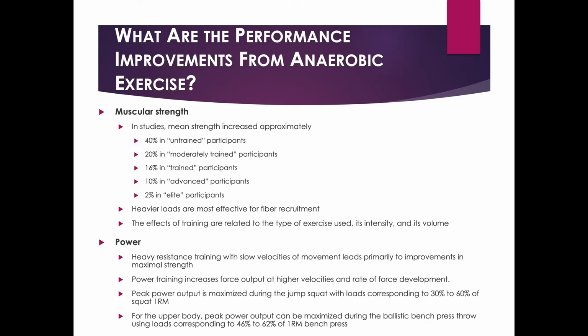It says for the upper body, peak power output can be maximized during the ballistic bench press throw, using loads corresponding to 46 to 62% of 1 RM bench press. So I'm just showing you that peak power is always going to come from using lower loads, but being able to move those lower loads at a greater velocity, greater power output.